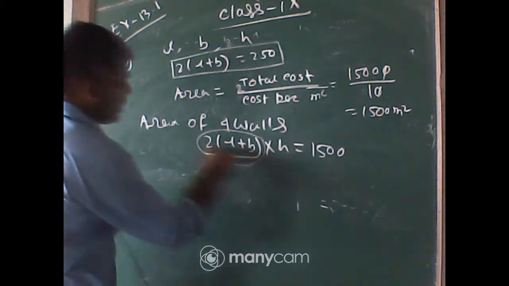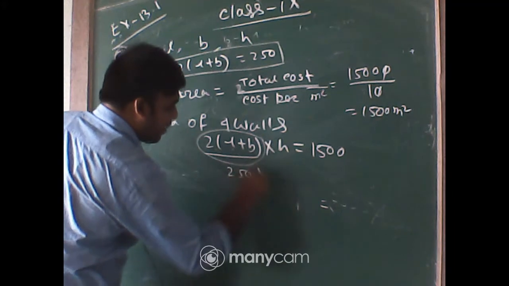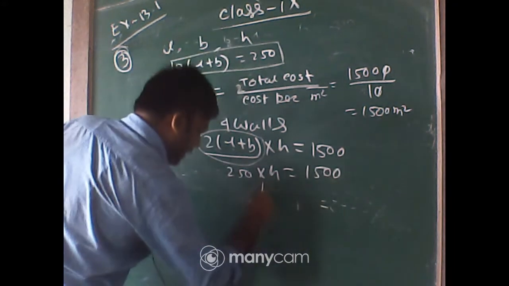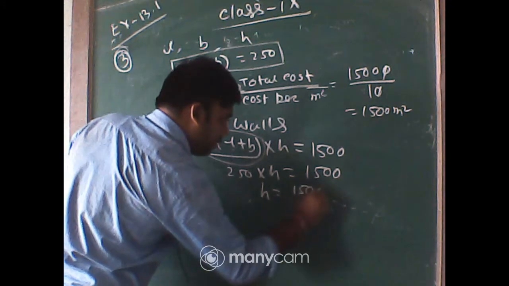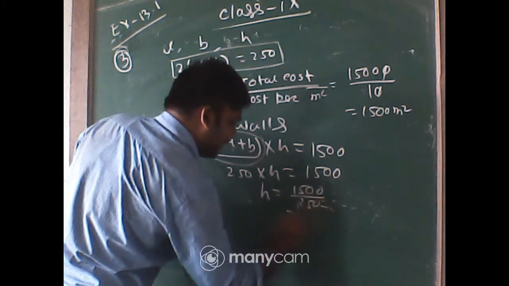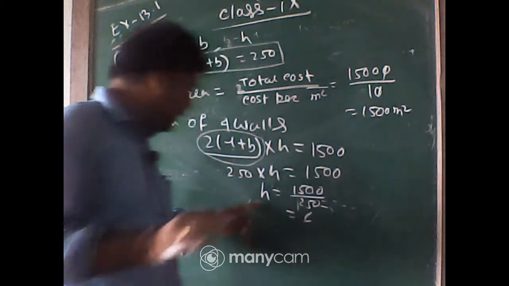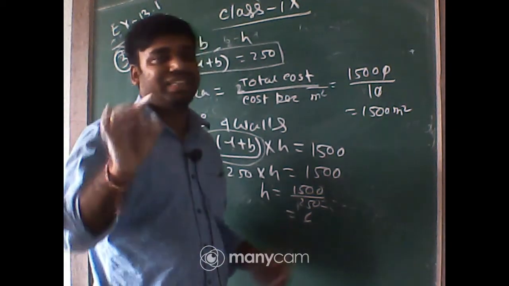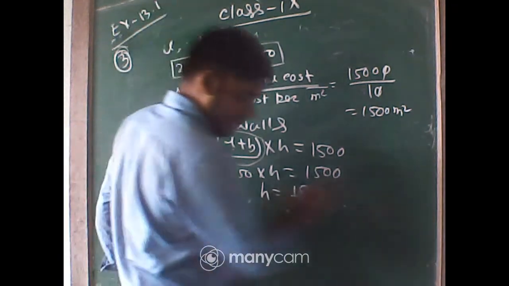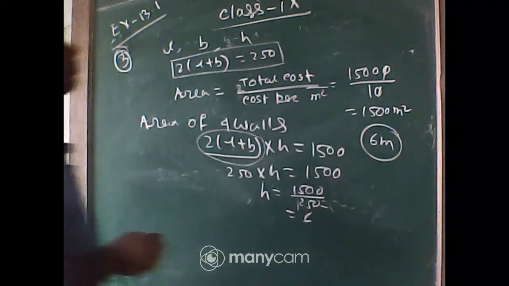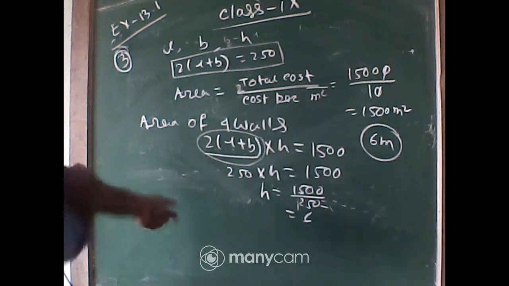So 2 into (L plus B) is 250, 250 into H is equal to 1500, and you can get H equal to 1500 by 250, that is 6. So what is the height of that room? H means height. What is the height of that room? That is 6 meter. Okay, that is 6 meter. Got it everyone?